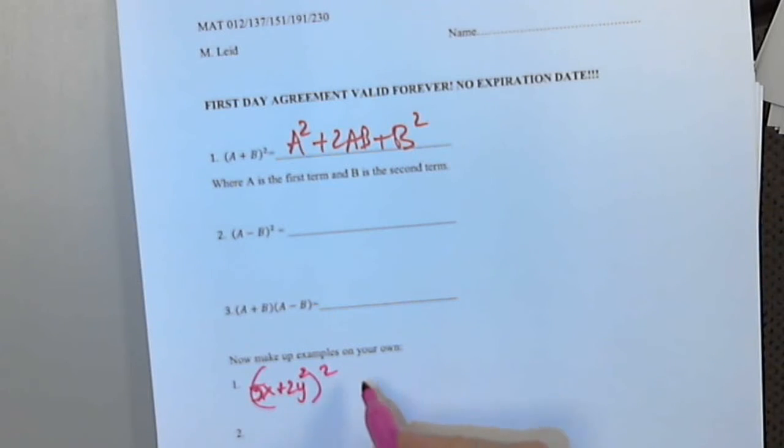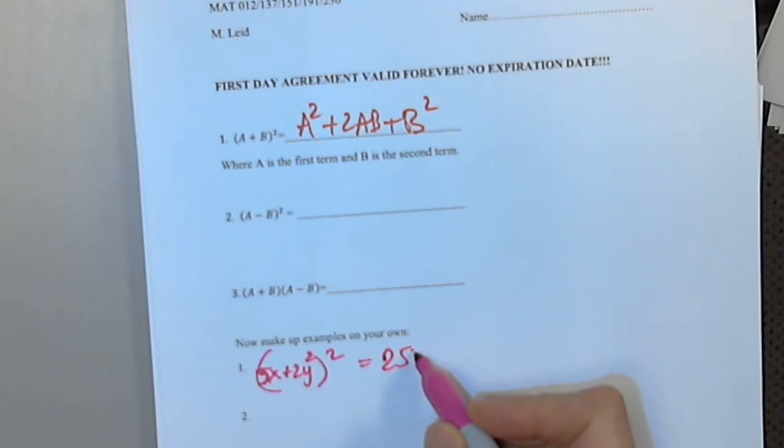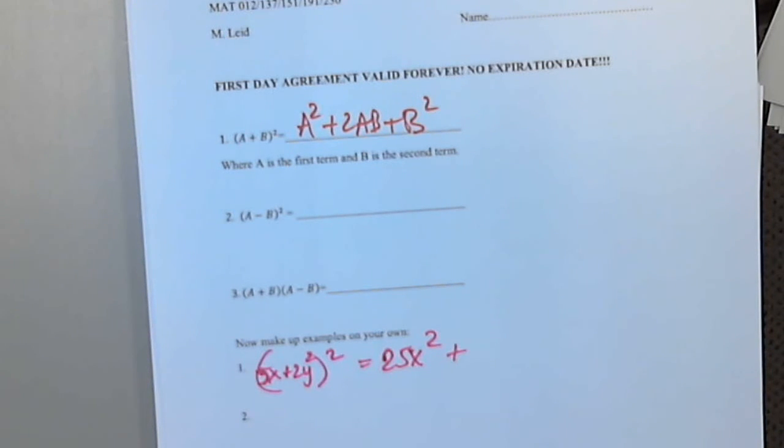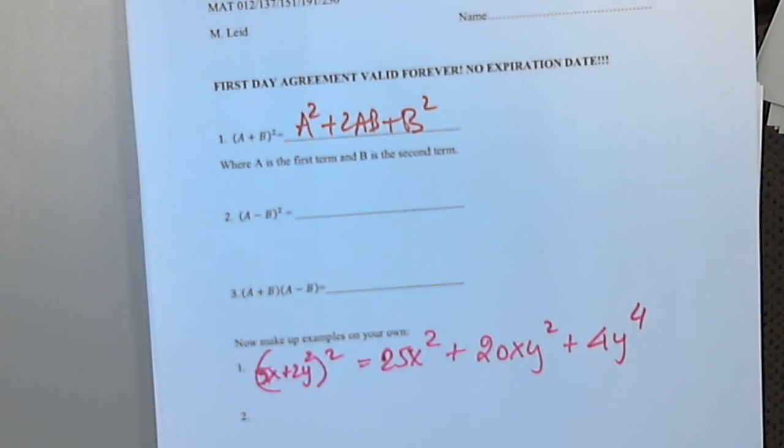Plus 2y squared. First term squared: 25x squared plus. Multiply the two terms and multiply by 2. So please multiply 5x by 2y squared. 10xy squared, multiplied by 2: 20xy squared, plus the second term squared. Very good. So this is what I would like you to practice.